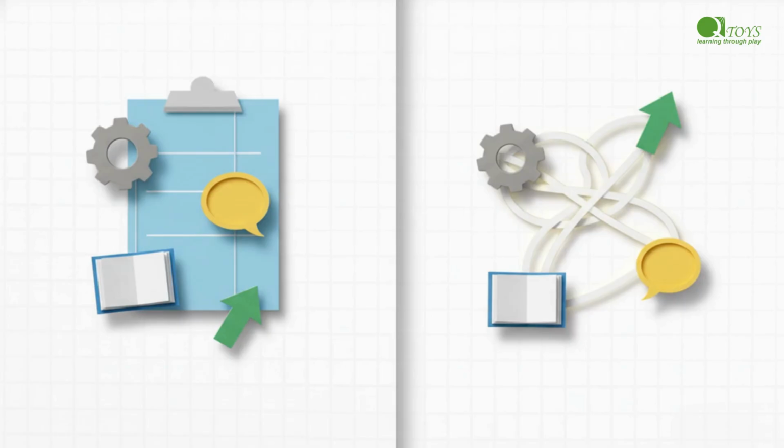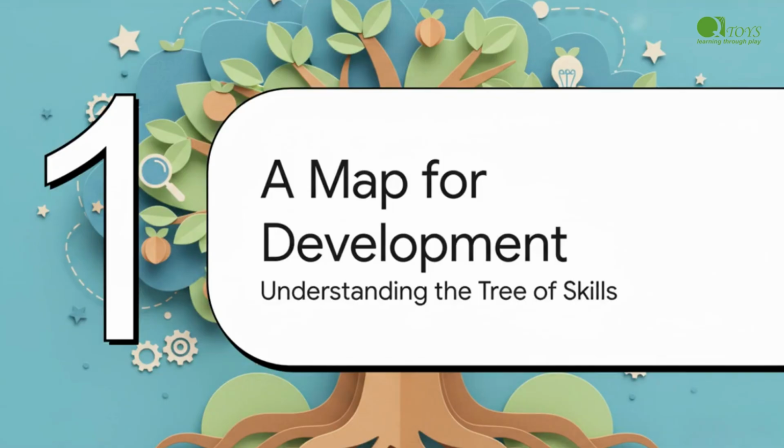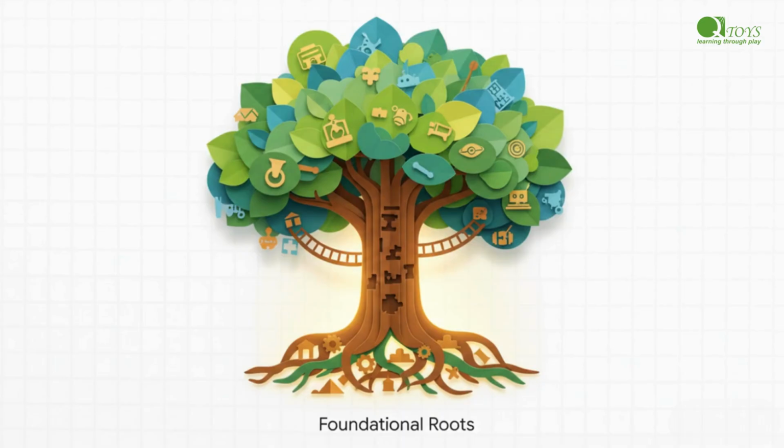It's kind of like building a house. You just can't put the roof on before you have a solid foundation and walls. It doesn't work that way. And this is exactly where the Qtoys model is so brilliant. It gives us a map for this whole process, and it uses this really intuitive metaphor of a tree. So it's not just a list anymore, it's a guide that shows us the actual structure of how skills are built. Just picture it for a second. It's so simple, but it's really powerful.